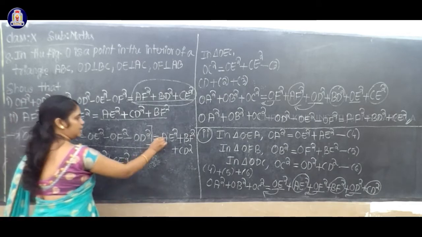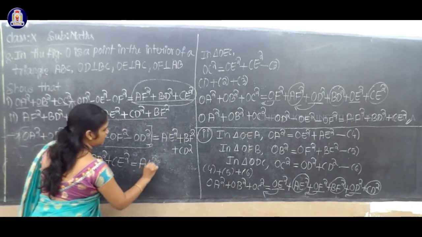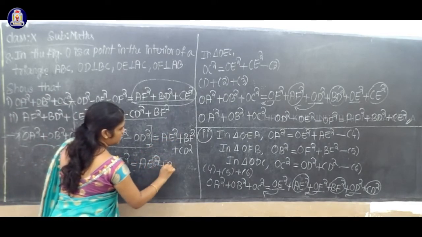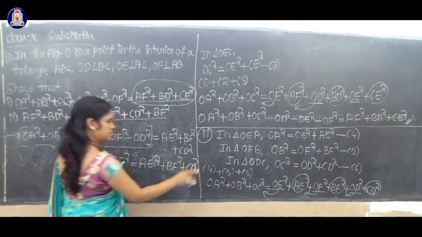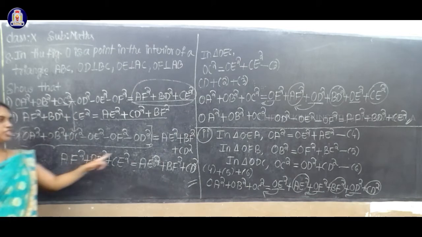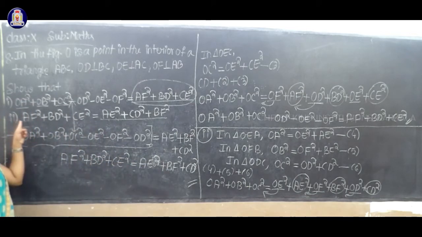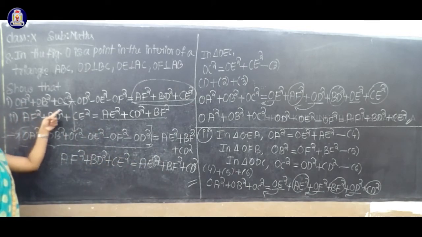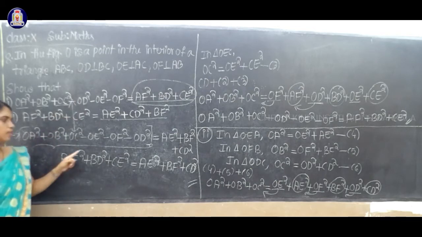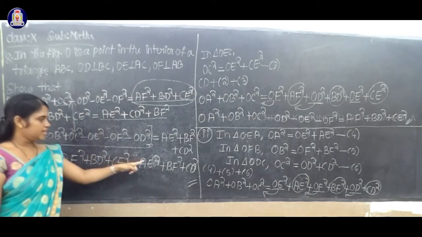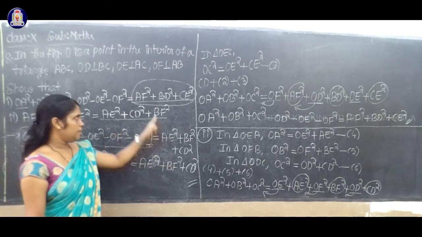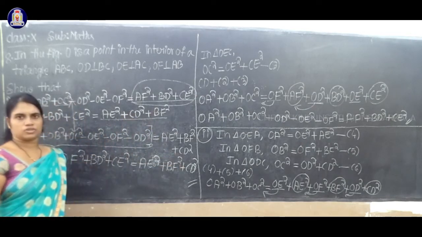Okay. What is the right hand side term? AE square plus BF square plus CE square, isn't it? That is your question number 2. What is your question number 2? AF square plus BD square plus CE square equal to AE square plus BF square plus CE square.